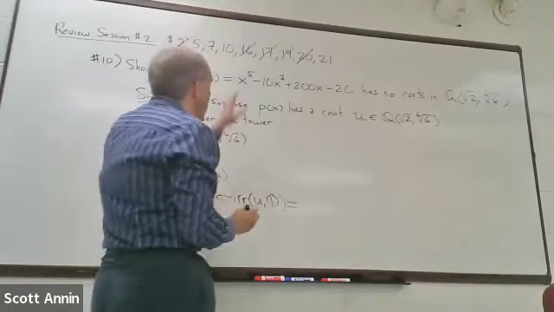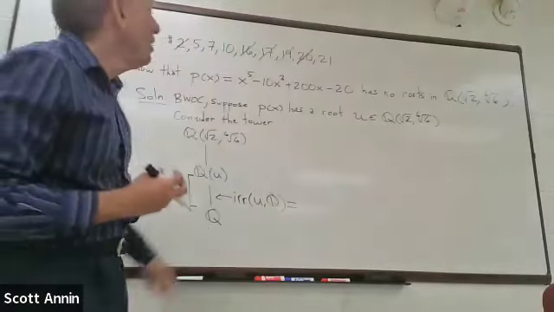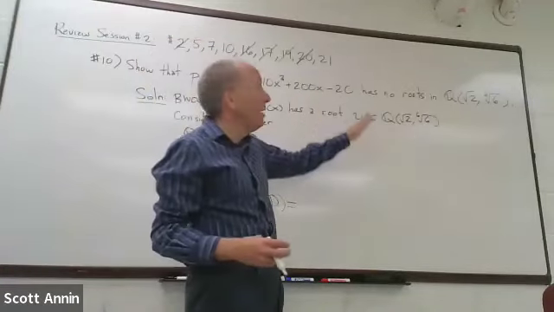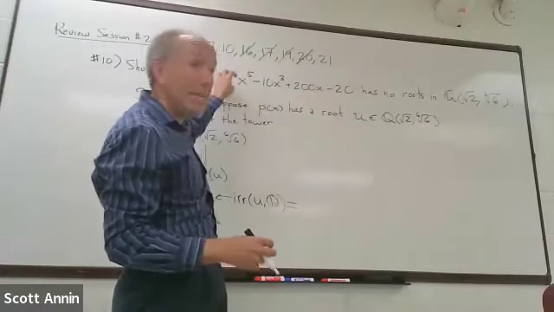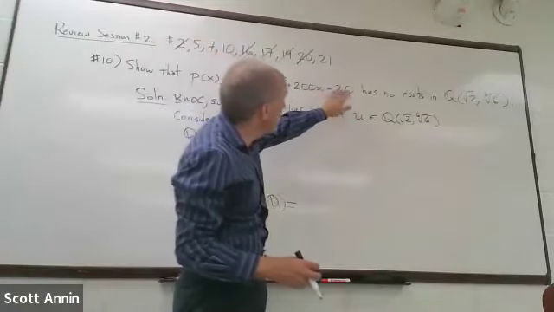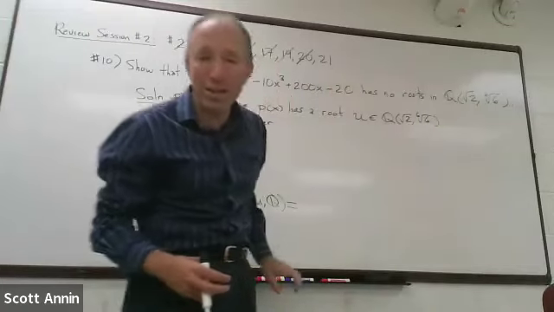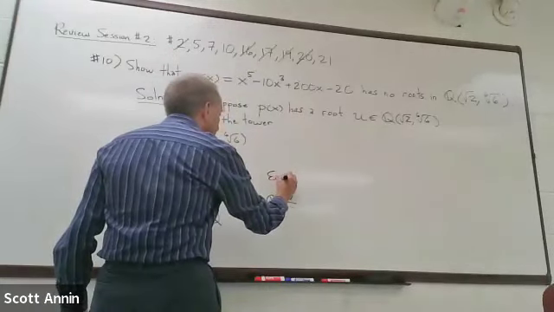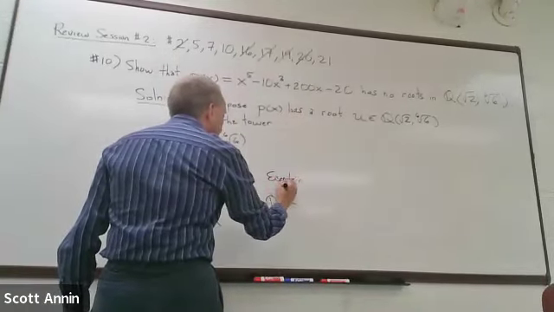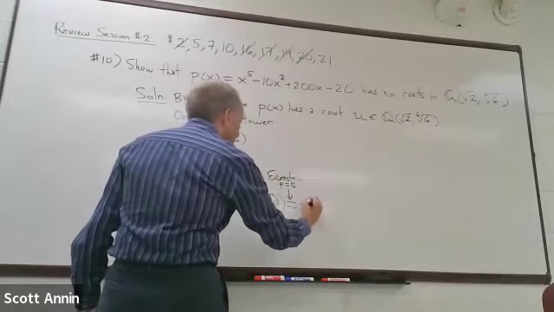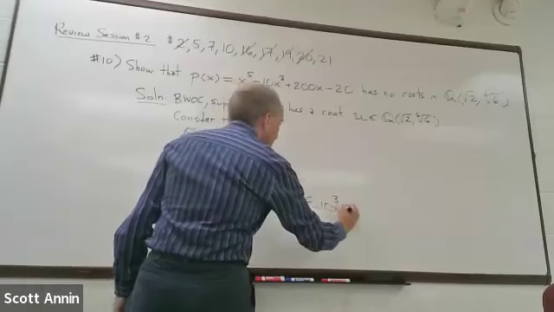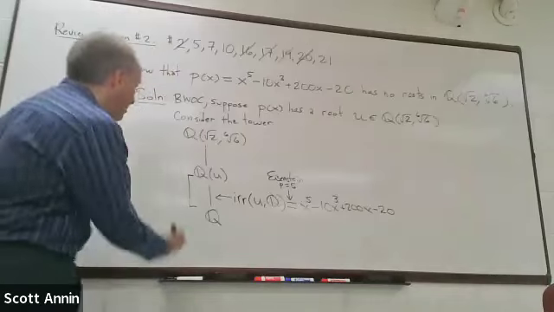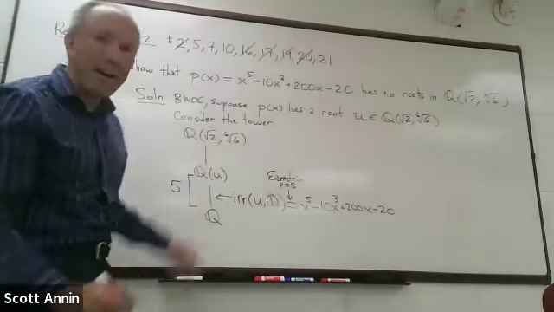And the answer is that this is irreducible by Eisenstein applied to the prime p equals 5. Remember Eisenstein's criterion. It just says you need a prime that divides every coefficient except the leading one, and such that the square of that prime does not divide the constant term. So in this case, we can use Eisenstein with p equals 5 and write down x to the 5th minus 10x cubed plus 200x minus 20, and that is my irreducible polynomial. And so that means that this dimension is in fact 5.